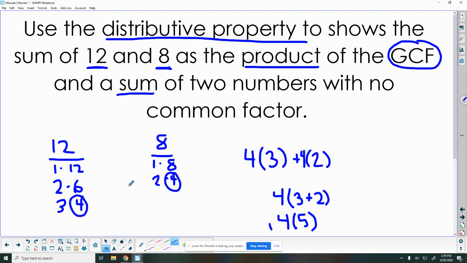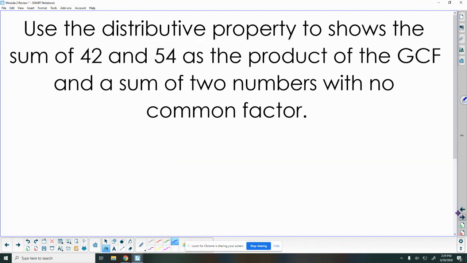So you pull out the greatest common factor, then tell me the other one. Look, here's 3 and 4, 4 and 2. Put the other ones together here. Let's try another one of those. So this time we have 42. So 1 times 42, 2 times, I know it's even, so 21.